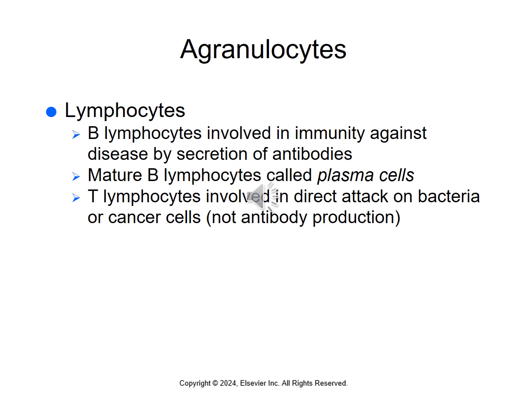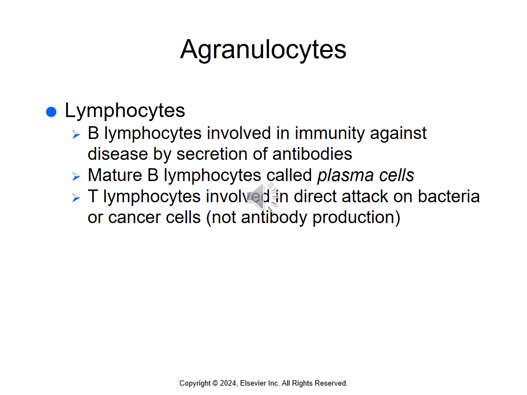So lymphocytes, we have B lymphocytes. They're involved in immunity against disease by secretion of antibodies. Mature B lymphocytes are called plasma cells. T lymphocytes are involved in direct attack on bacteria or cancer cells, not antibody production.